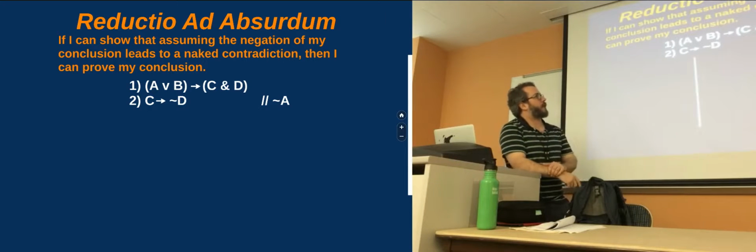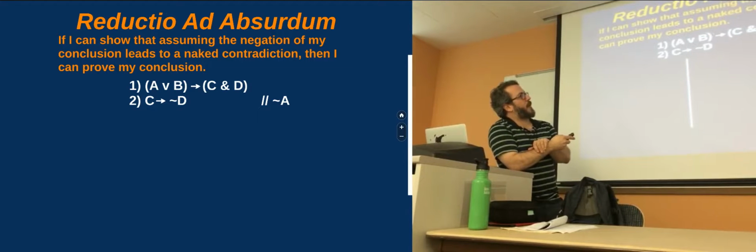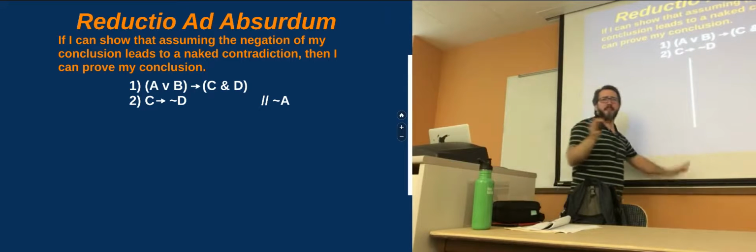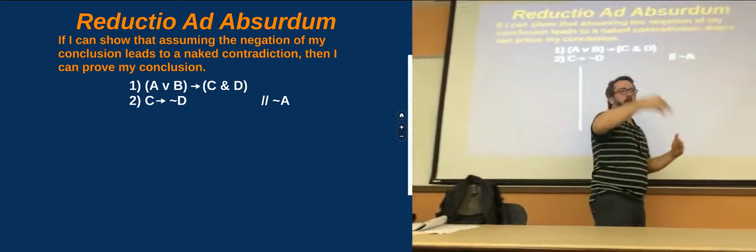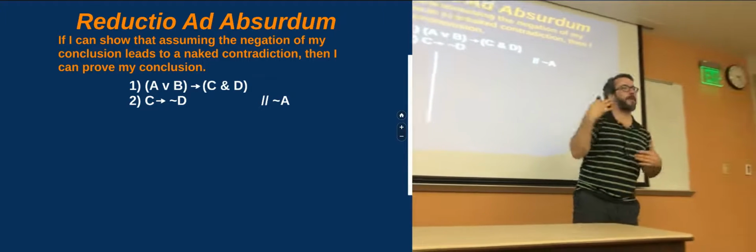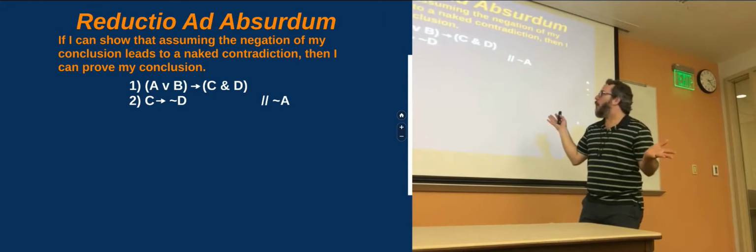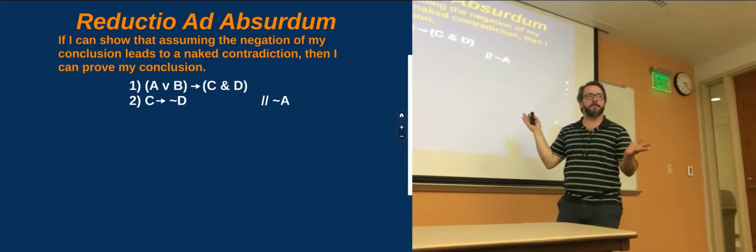So let's see that one at work. Again, I have if A or B, then if C and D. I have if C, then not D. And I'm trying to prove not A. And without wasting all of our time by going through the list of all of the rules of inference that we have, there doesn't really seem to be a whole lot that I can do here.